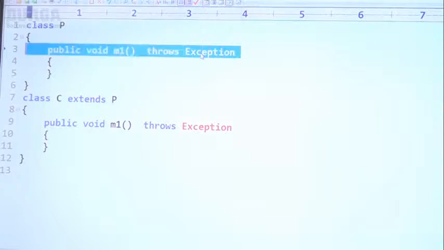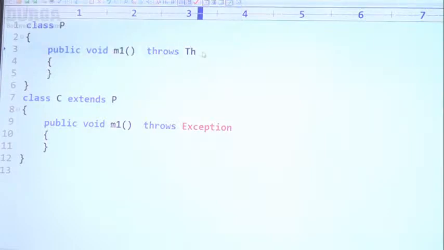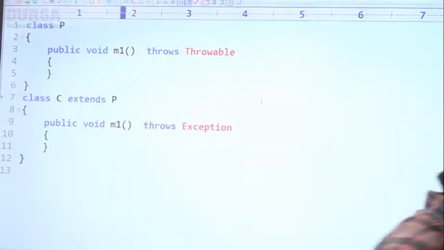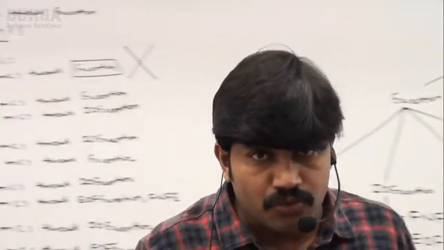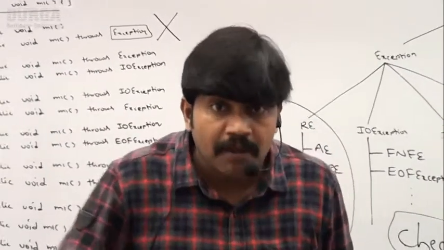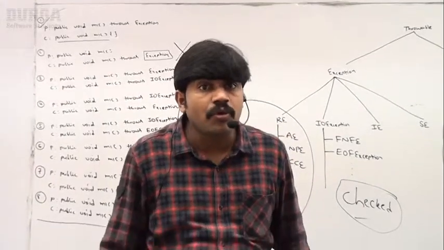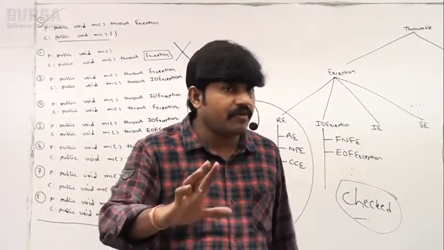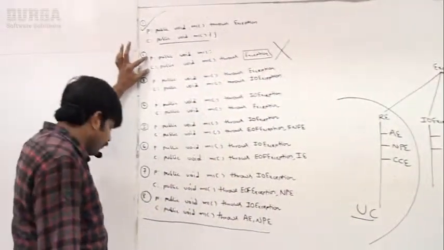If the parent class method throws its parent, sir. What is the parent? The parent of exception is Throwable. Still acceptable. Okay, no issue at all. So the rule is, if a child class method throws any checked exception, compulsorily the parent class method should throw either the same checked exception or its parent. Okay, so this one is invalid, right?